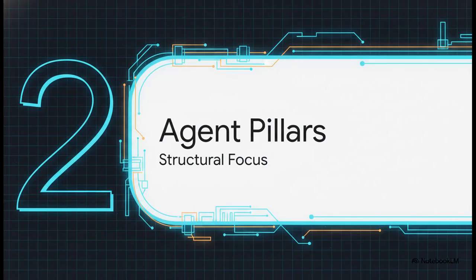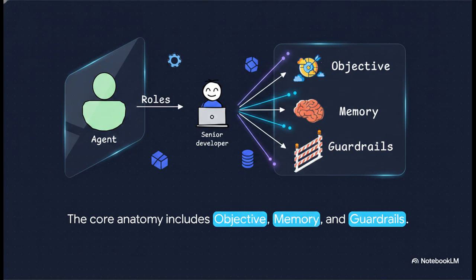Moving on to part two, let's look at the actual structural pillars of an agent. To understand an agent, we basically have to break its brain down into manageable components. First up, you have the role and the objective. For an agent to actually be effective, it needs to role play. It needs a specific persona and a crystal clear objective. So you don't just say, be a helpful AI. You tell it, you are a senior data scientist.